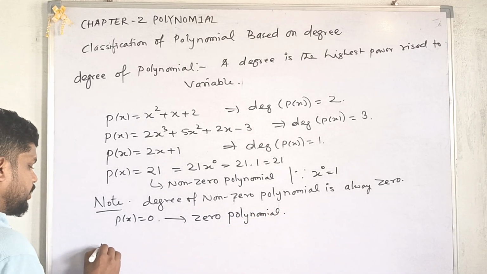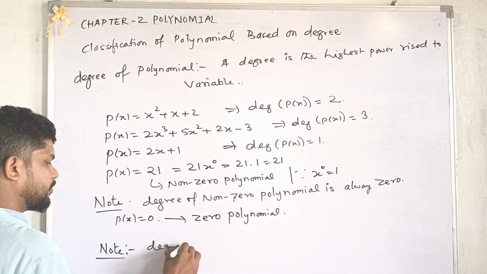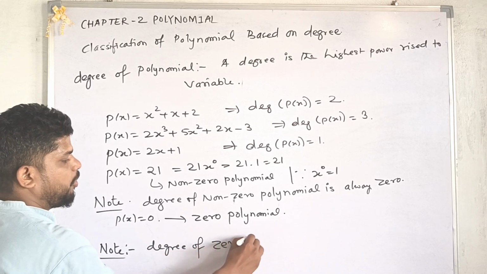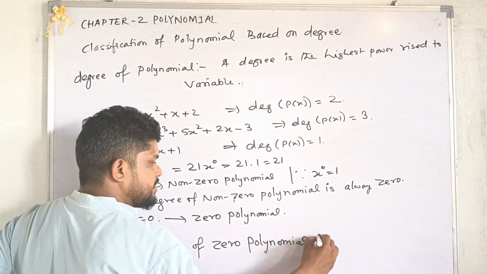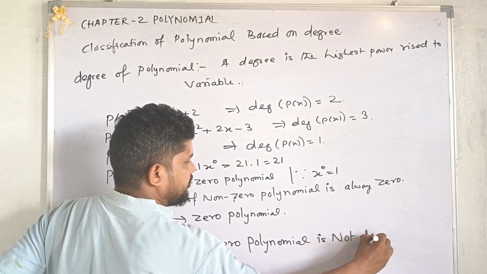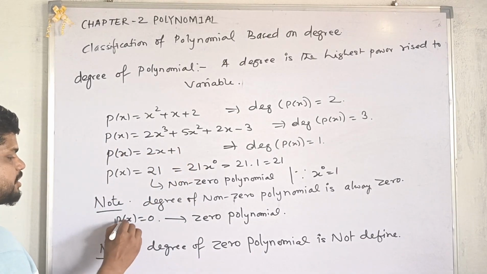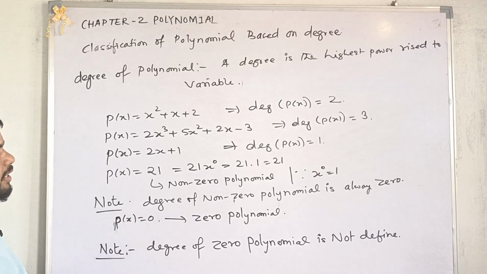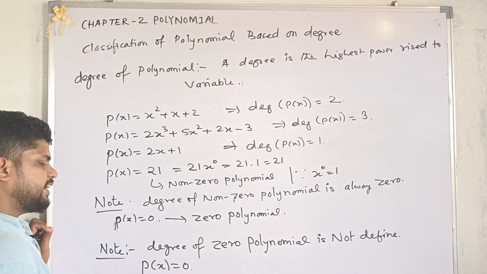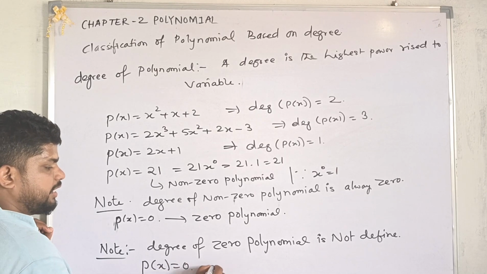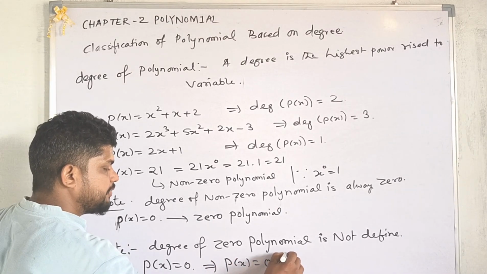Here, a noteworthy point is that the degree of the zero polynomial is not defined. What I want to say here is that p of x equals 0 is a zero polynomial. I can write it in many ways. So this can be written as p of x equals 0 dot x to the power 0.